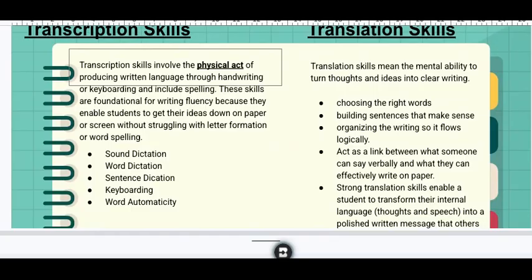And then we have our translation skills. Translation skills really means the ability to turn your thoughts into clear writing. The key word there is clear, right? Because we know that sometimes our students are able to verbalize what they're saying, or they have an idea of what they want to say, but it's really hard getting it down on paper. And that's why we have to support them with these skills.